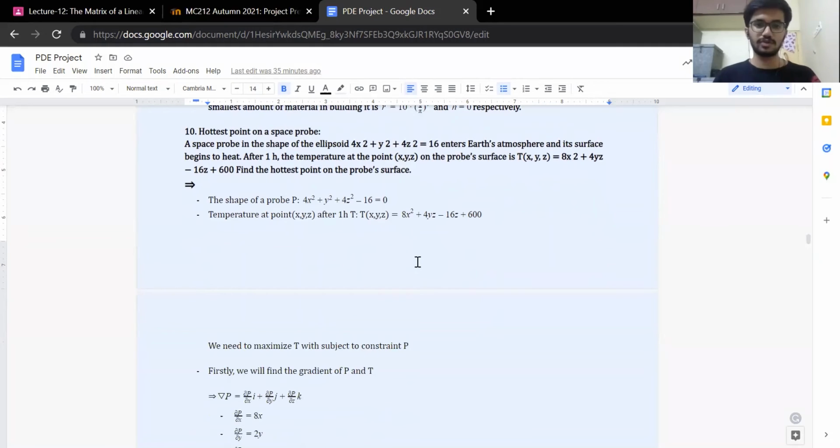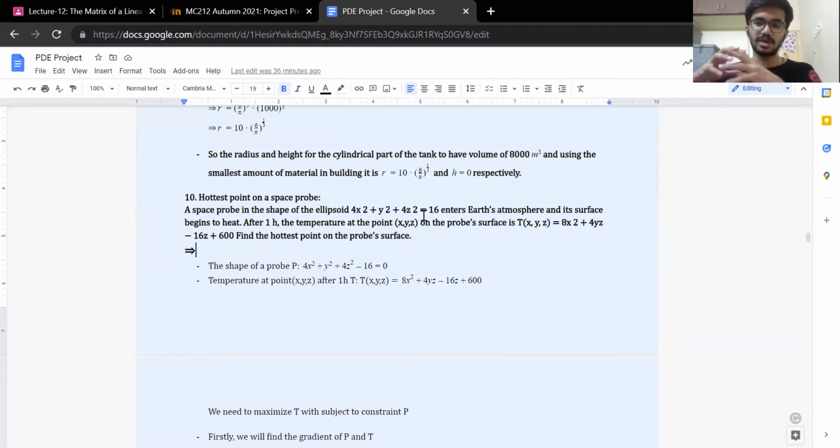Now the hottest point on a space probe. A space probe is moving, it enters the Earth's atmosphere, and its surface begins to heat. After 1 hour, the temperature of the probe was given with this equation. And we need to find the hottest point on the probe surface. It was an ellipsoid kind of shape. So here we need to maximize the temperature of the probe with respect to its shape.